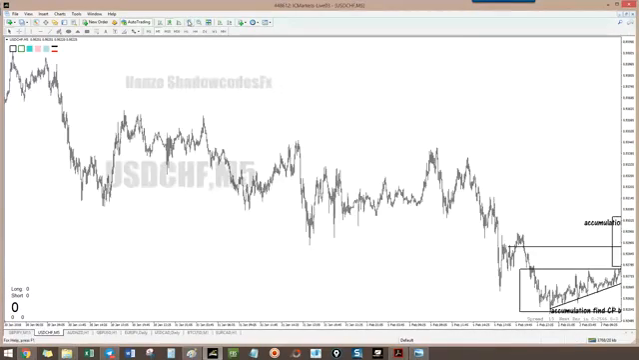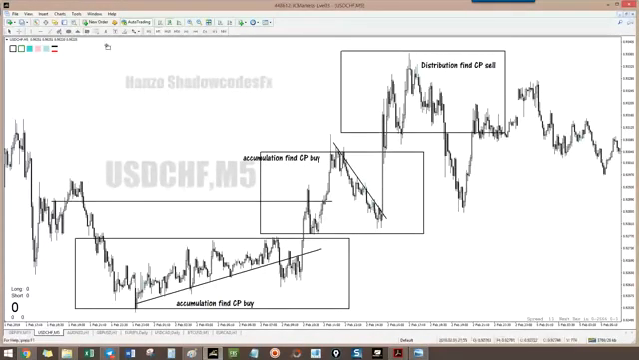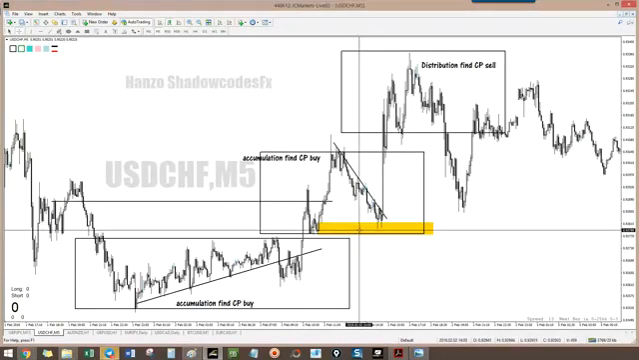Okay, it's okay. We cannot find it in M1. So over here is compression, and we have our entry here. Remember accumulation, find CP buy. So you just find your entry here. This is your decision point, and you have a rejection trade.